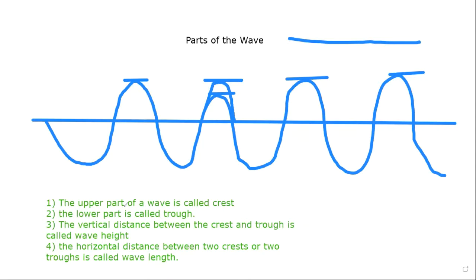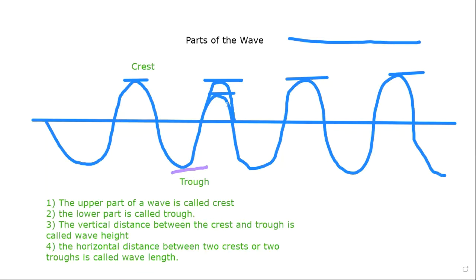The upper part of a wave is called crest. This is the crest. We marked the crest. The lower part is called trough, which is our trough. This is our trough. We're going to mark the trough. So this is also a trough, this is also a trough, this is also a trough. I think you might have got the idea by now.